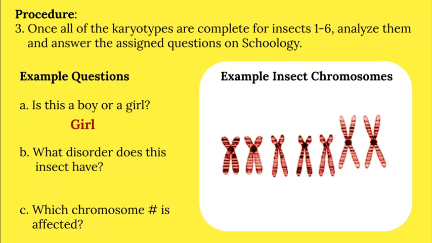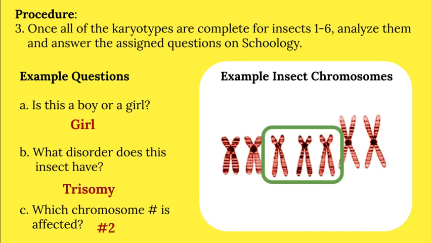But what if it looked like this? What if the red bug would have looked like this? And it looks like there is an extra chromosome number 2. Well, we call that trisomy. Tri stands for 3. There's 3 chromosomes right here. That's a mutation of that chromosome number 2. And so when I'm answering my questions for this red bug that you don't have, it's just an example here, but I would make sure that I said this bug, the red bug, is a girl, has trisomy, which means she has an extra chromosome number 2.